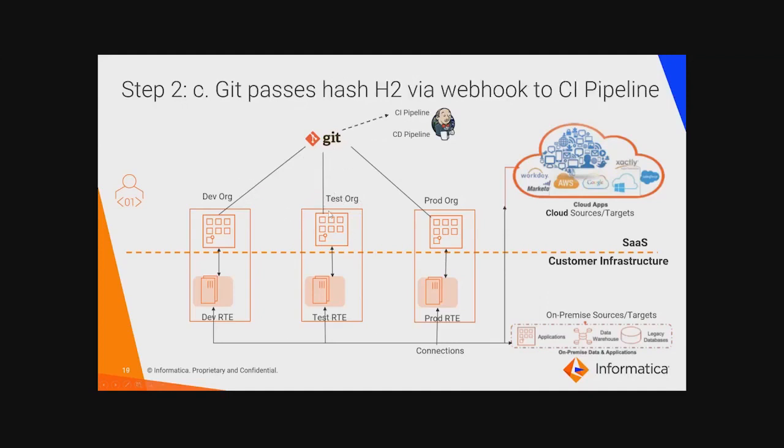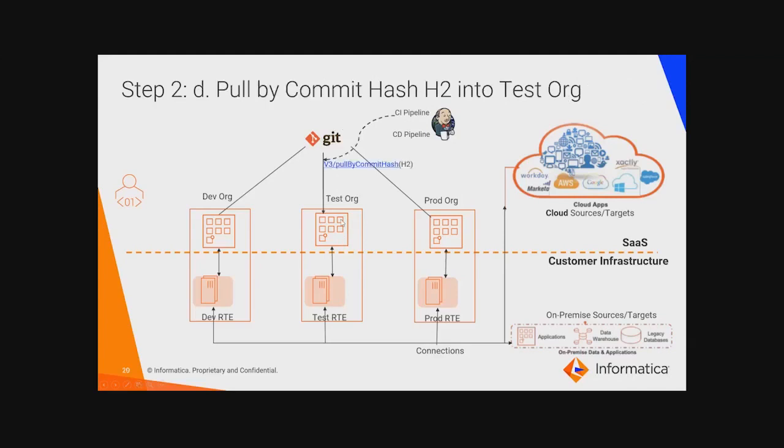Once we get the H2, it means the push happened, and the push will again trigger the CI pipeline. Now this CI pipeline will be done in the test org. Here, the first thing is we are not testing the code. Rather, we will do the pull by commit hash to bring the code into the IICS org. So step 2D will be, based on the H2, we have to do a pull by commit hash.